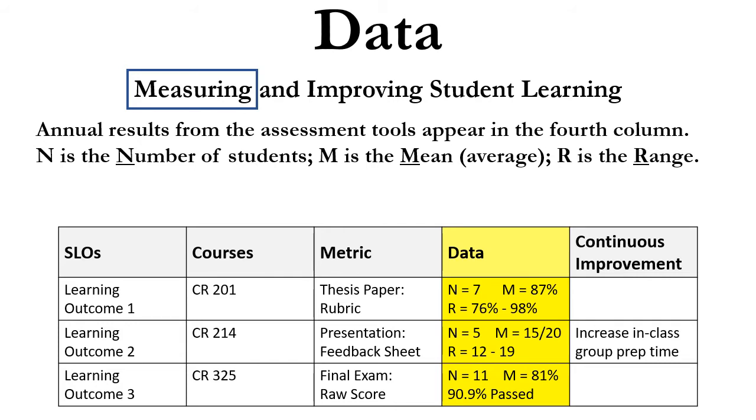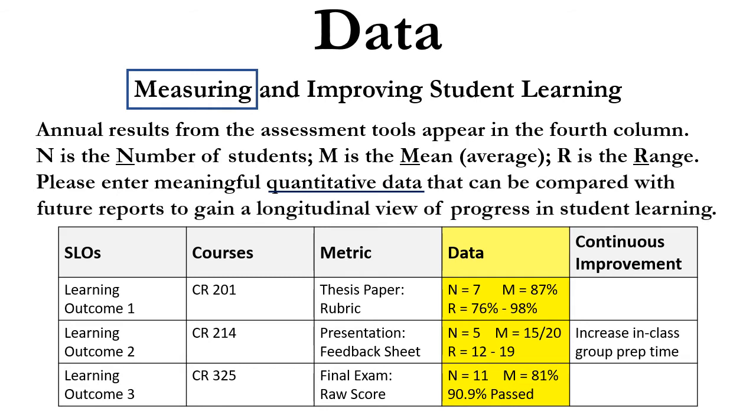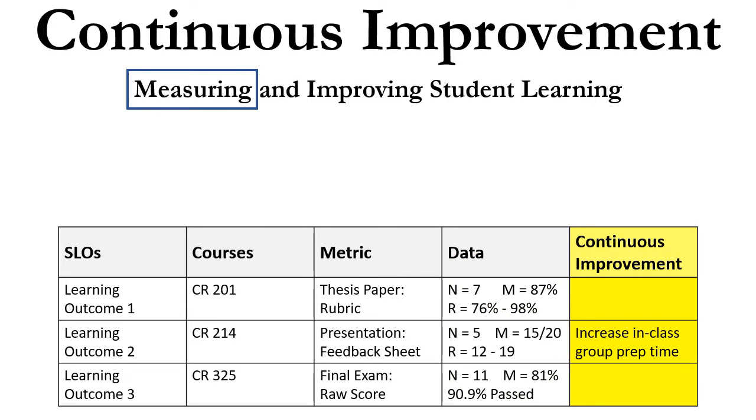M is the mean, the average. R is the range. You don't necessarily have to include all of these items in there, although it would be certainly recommended. It would be very helpful. The important thing is that you enter meaningful quantitative data. Quantitative data that can be compared with future reports to gain a general over time view of progress in student learning. All right, very, very important, and that's what will placate the HLC.